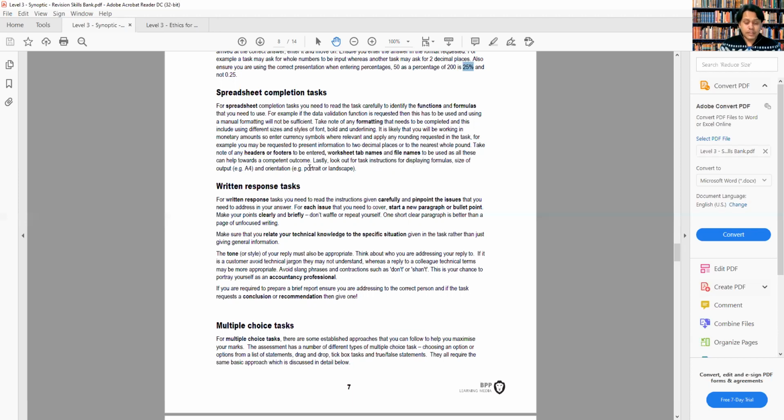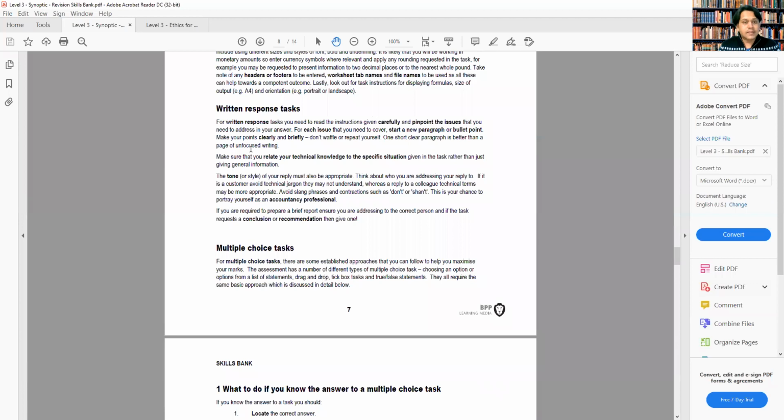If the question says change the worksheet name, change the header name, change the footer name, as soon as you see that, you make a note on the paper of that. Lastly, look out for task instructions for displaying formulas, size of output, and the orientation. So obviously, if you do some work, you need to see whether it is portrait or landscape. It will be in Excel, and the format will be downloaded from the exam, so you don't have to worry about it too much. But still, if it is changed for any reason, you can always sort it out.